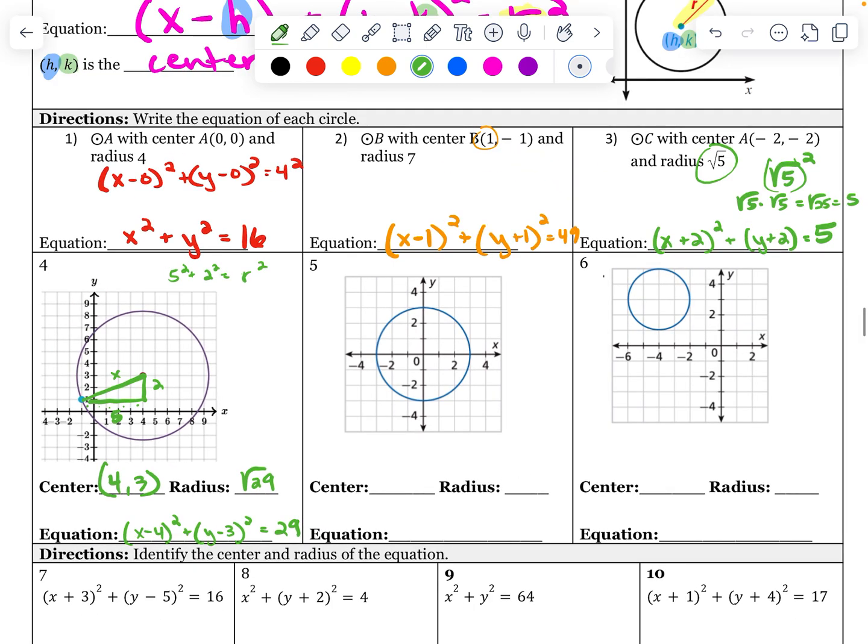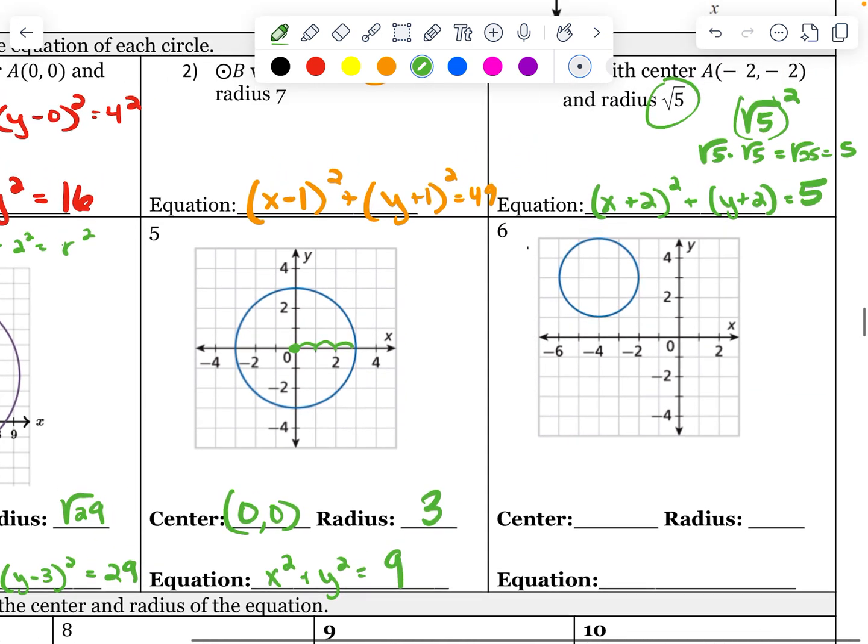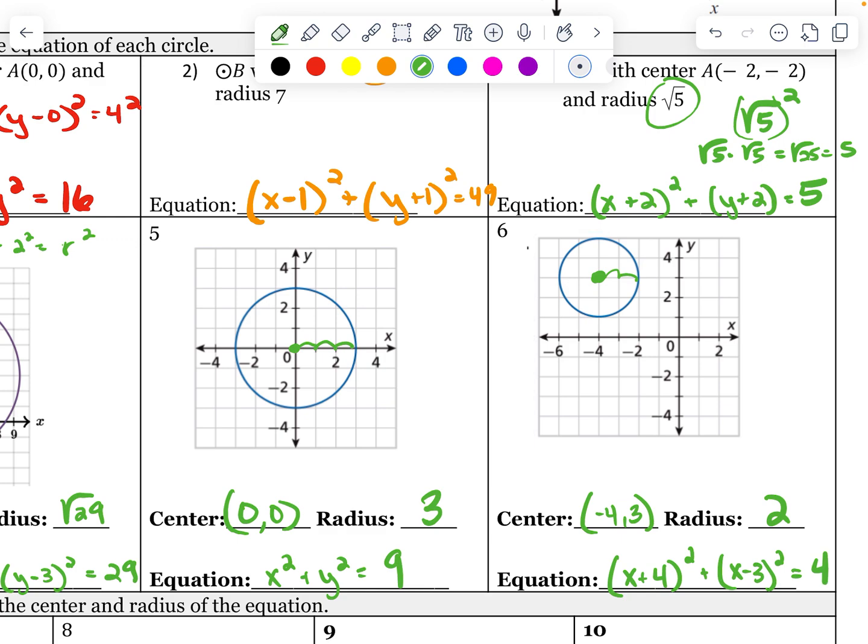Should have done this one first because this one you can just count. It's a little bit easier. So the center is 0, 0. If you do not put those parentheses, I will take off. So x squared plus y squared equals, my radius is 1, 2, 3. All right, my center is at -4, 3. My radius is 1, 2. So I've got (x plus 4) squared plus (y minus 3) squared equals 4.